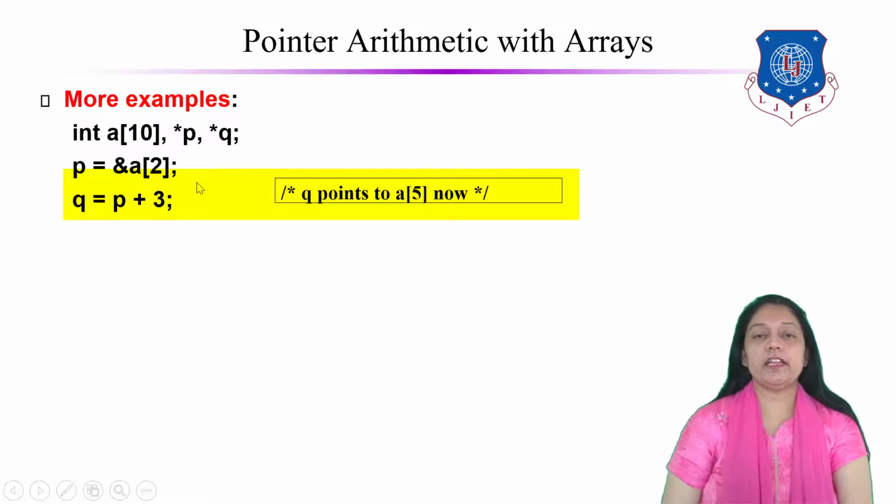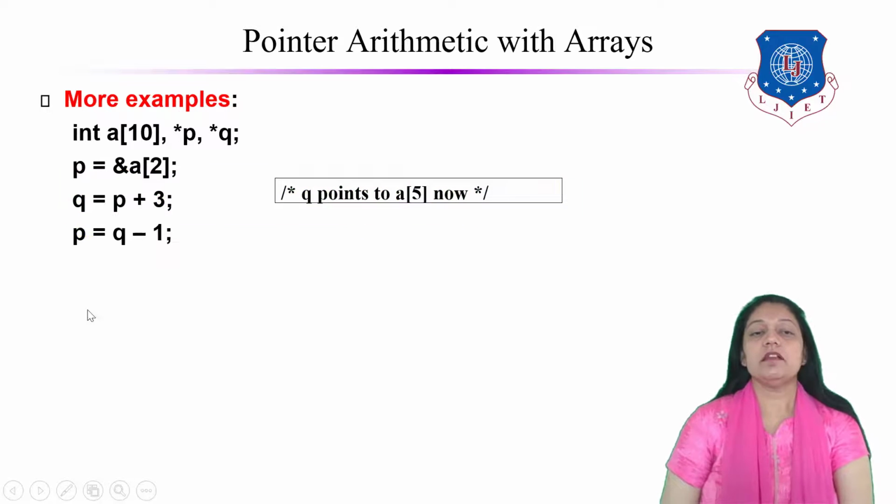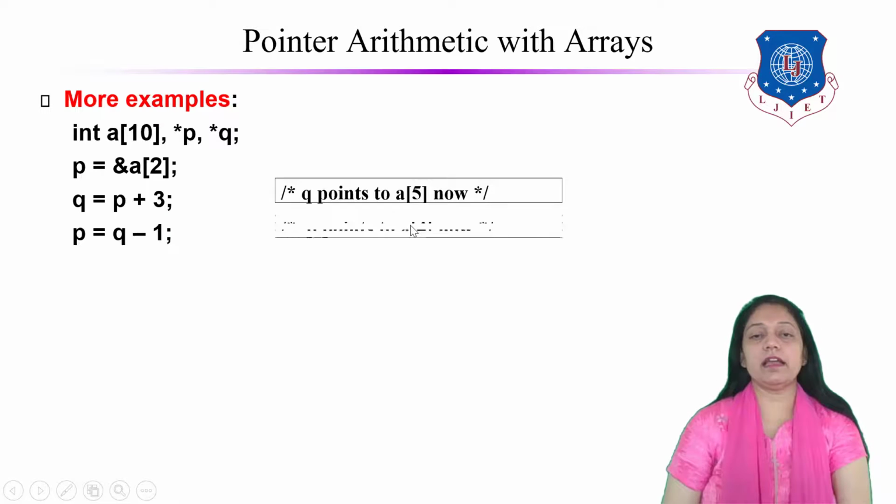So p is initially pointing to a of 2. When I add 3, I am moving forward 3 elements of the array. In that case q will be pointing to a of 5. That is, 2 plus 3 is equal to 5. So q points to a of 5. Similarly, if I write p = q - 1, q is right now pointing to a of 5. When I decrement it by 1, I am moving backward by one element of the array. So p will now point to a of 4.